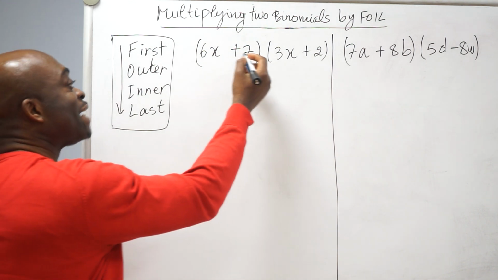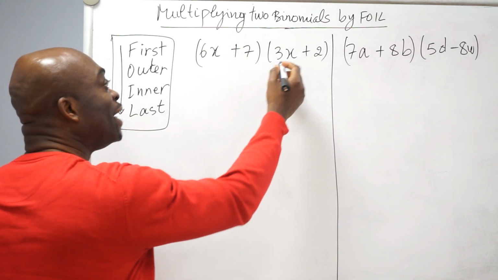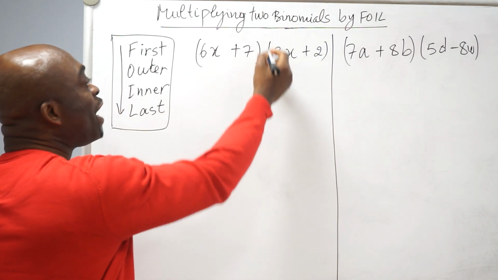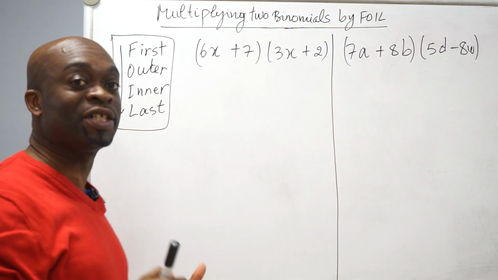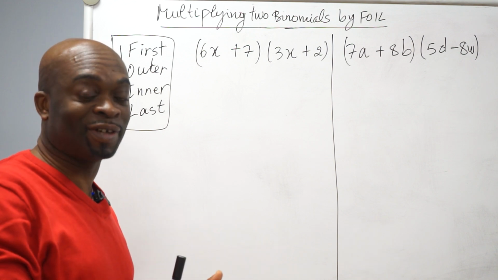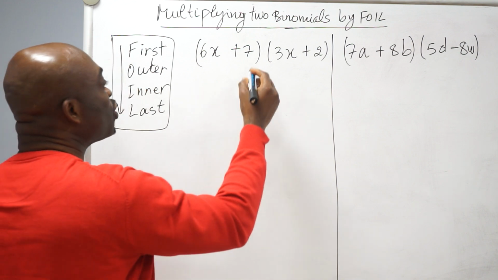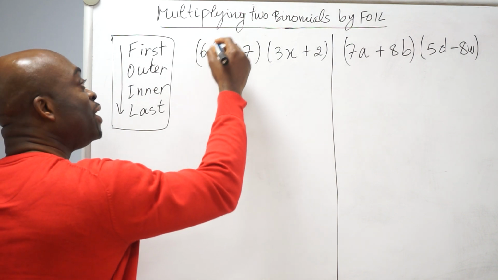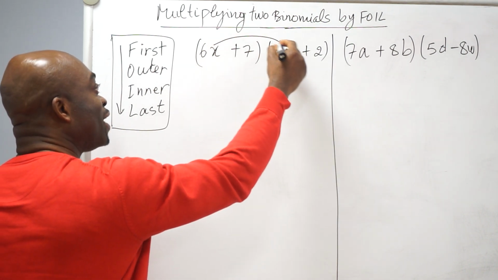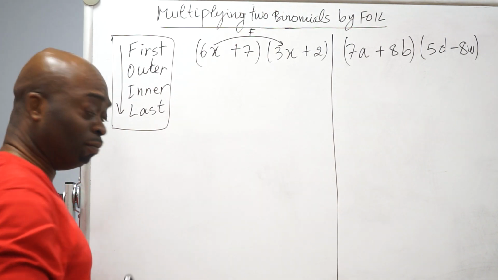So we have 6x plus 7 in parentheses times 3x plus 2. For those who don't remember, if you don't have any sign between the parentheses, that means multiplication. So nobody's going to tell you. It's something that you have to know. All right? So that you multiply. So the first one is going to be to take the F, then it's going to be to take the 6x multiplied by 3x.